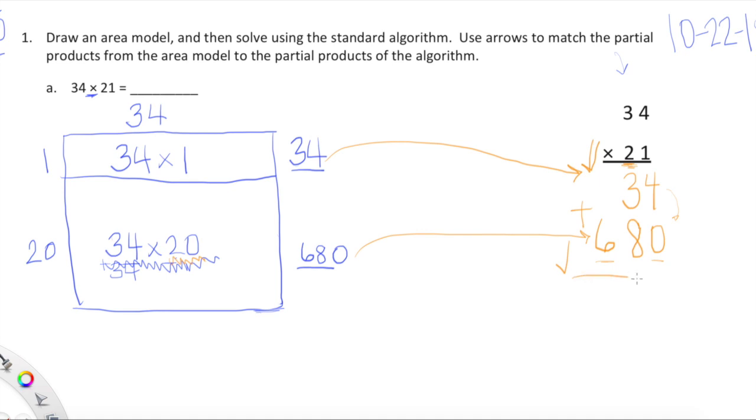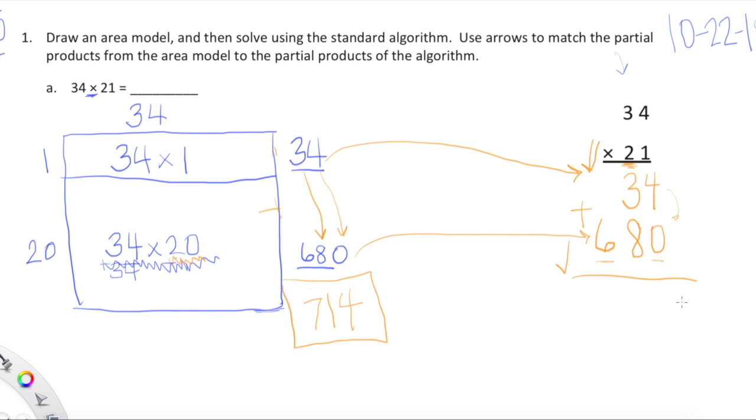The final step will be to add up our two partial products. I didn't do a great job of lining up my place values, but let's just do our best here. So let's look at 4 plus 0, which is 4. 3 plus 8 is 11. We're going to carry that over, and we're looking at a final product of 714.